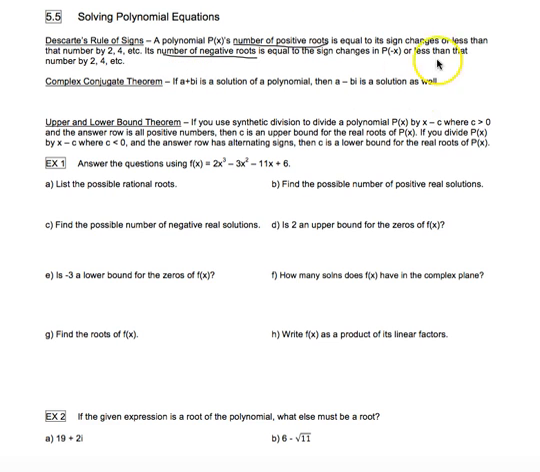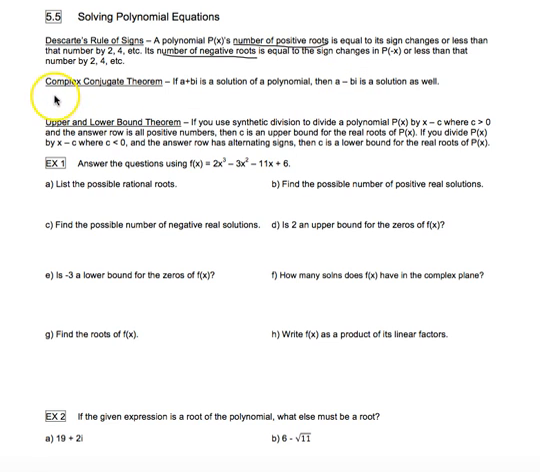And so we'll go through the details when we go through the example, but that's to find us, okay, how many roots do I have that might be positive? How many roots do I have that might be negative? The complex conjugate theorem tells us that if a plus bi is a solution of the polynomial, then a minus bi is a solution as well. The reason we call it the complex conjugate theorem is because these are complex conjugates. A plus bi is the conjugate of a minus bi, and vice versa.